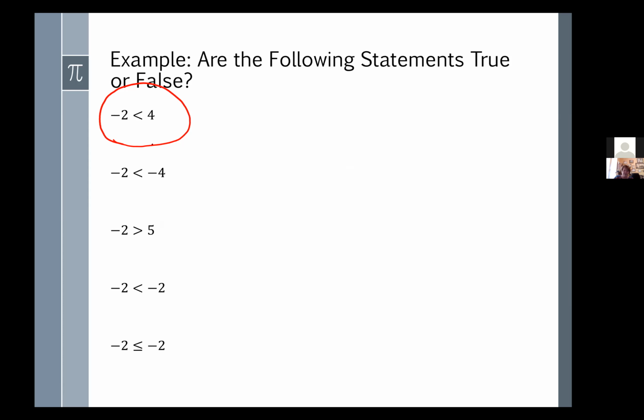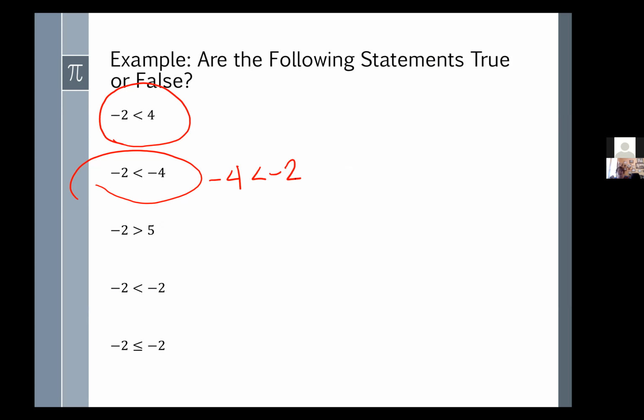How about the second one? Is that true or not? -2 is less than -4. Is -2 less than -4? No. -2 is not less than -4. -2 is to the right of -4 on the number line. -4 is less than -2. So this is true. But what we have written there is not true. -4 is to the left of -2.